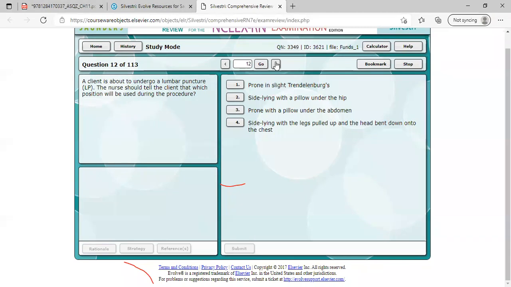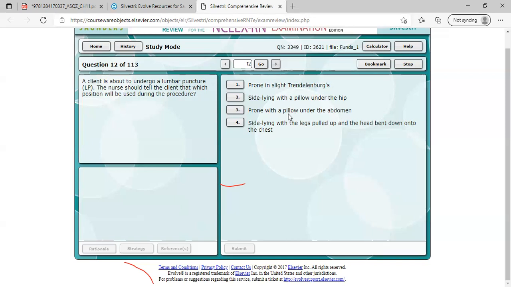A client is about to undergo the lumbar puncture. The nurse should tell the client that which position will be used during the procedure. So prone with a slight Trendelenburg, no. Side lying with a pillow under the hip, or prone with a pillow.